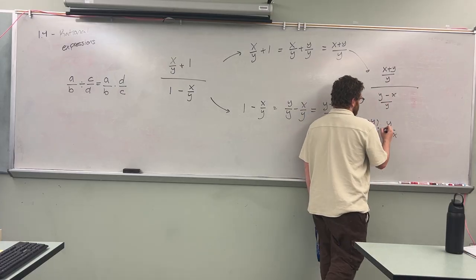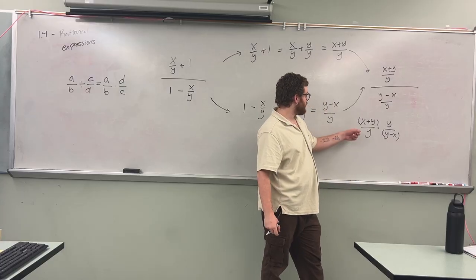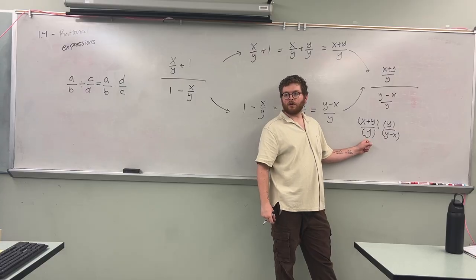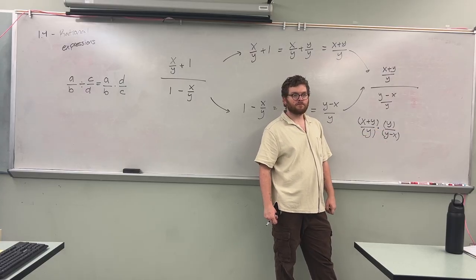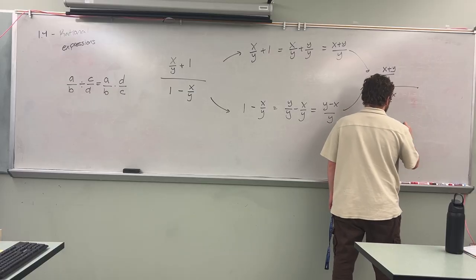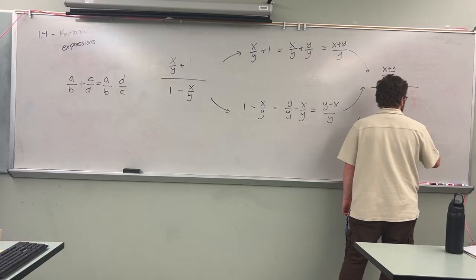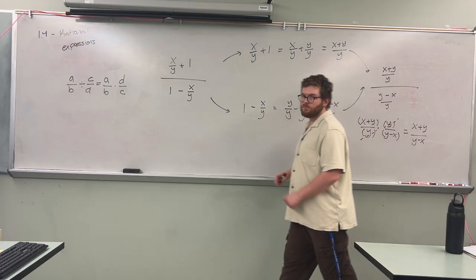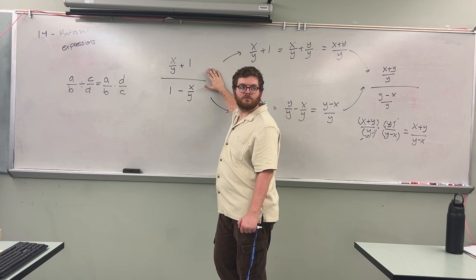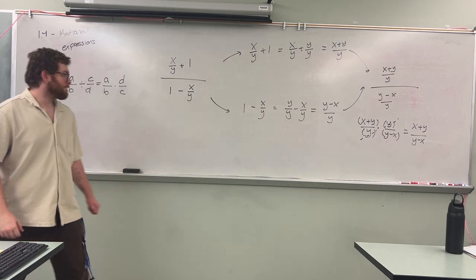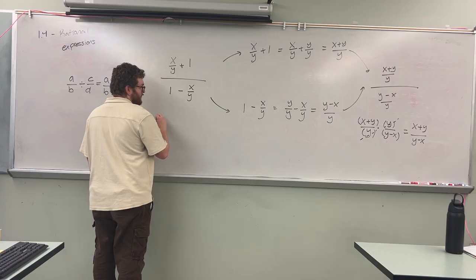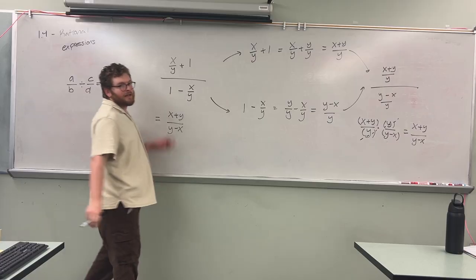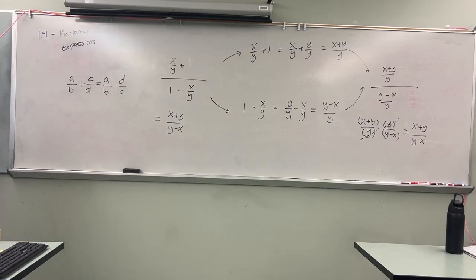And I have some really nice cancellation that happens. I can cancel the y on the top and the bottom because I have multiplication in between them. So when I do that, I get x plus y over y minus x, which greatly simplifies this result. It looks a lot nicer. So all this is to say this is equal to x plus y over y minus x. I'm not worried about the domain for right now. We've done enough with domains.